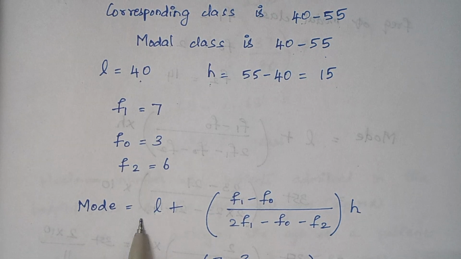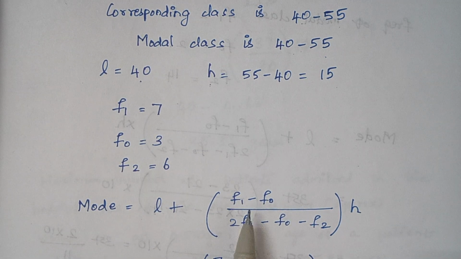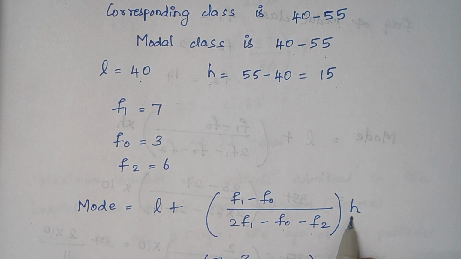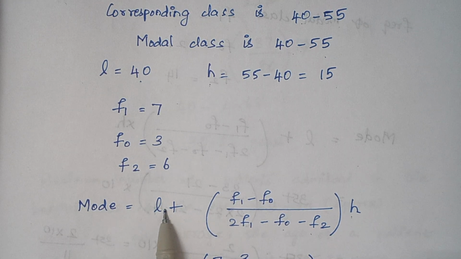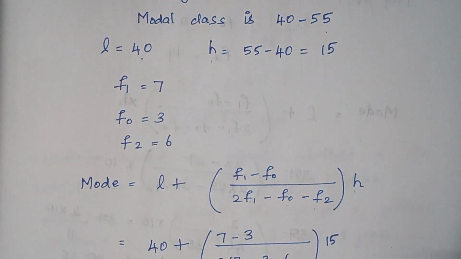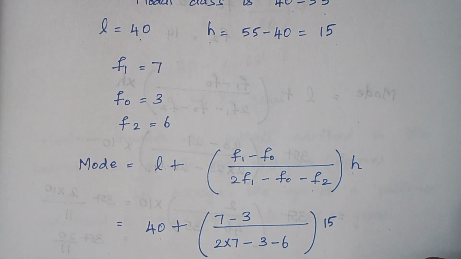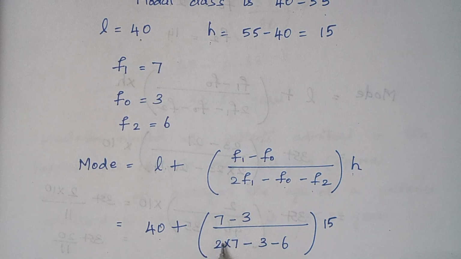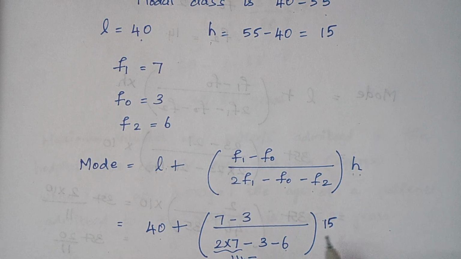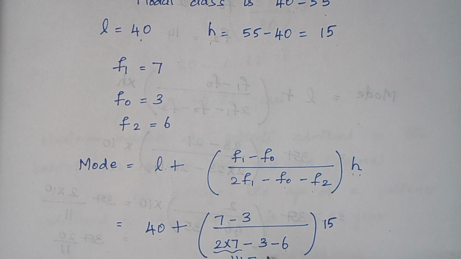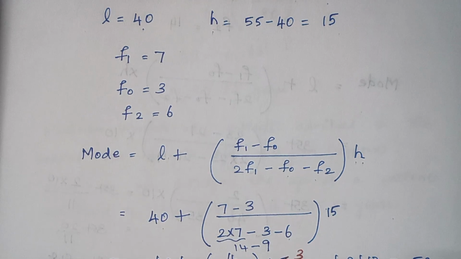So the value of mode is given by L plus F1 minus F0 divided by 2F1 minus F0 minus F2, into H. So here the value of L is 40 and F1 is 7 and F0 is 3 and F2 is 6. So you can substitute here and the value of H is 15. So here 7 2s are 14, minus 3 minus 6 gives you minus 9. So what about the value of 14 minus 9? 14 minus 9 is equal to 5.